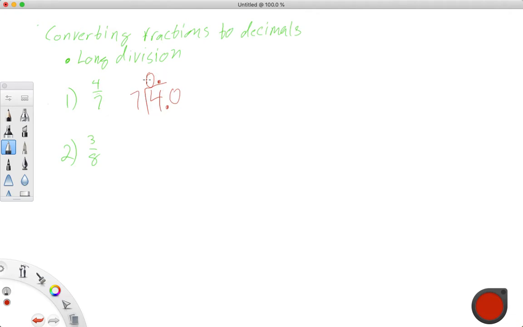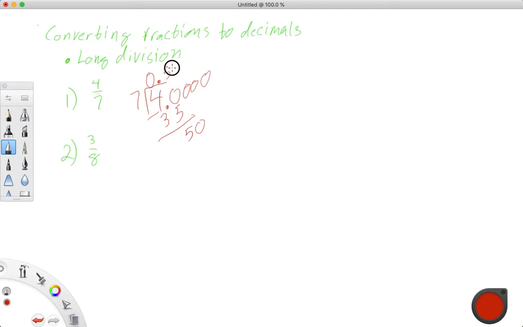Anyway, 7 goes into 40 though, and 7 goes into 40 5 times. So 5 times 7 gives me 35, and we have as many zeros here as we want because that's still 4, right? It doesn't matter. 4.000 is not going to change our value of 4. 40 minus 35 gives me a 5, bring down a 0.